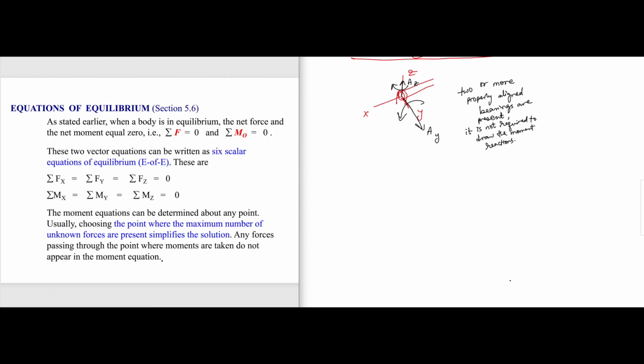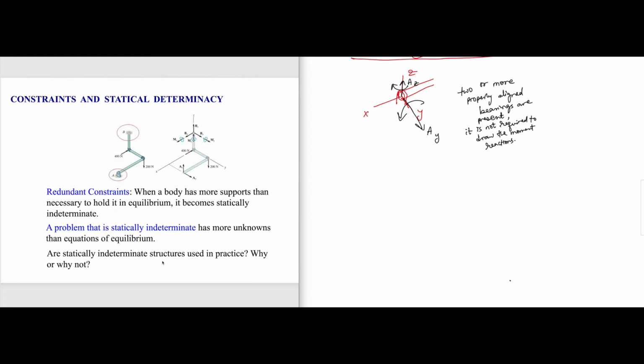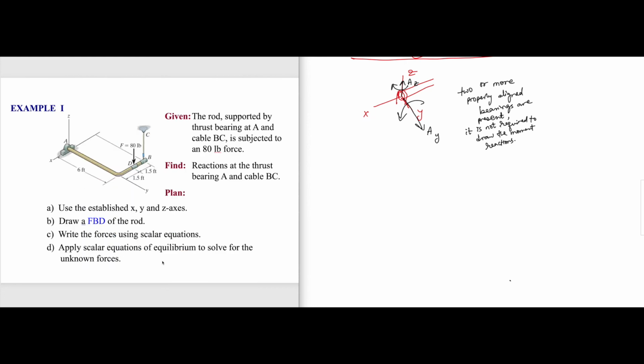So with that being said, how many equations of equilibrium do we have? We have 6. We can go ahead and solve for the problem.